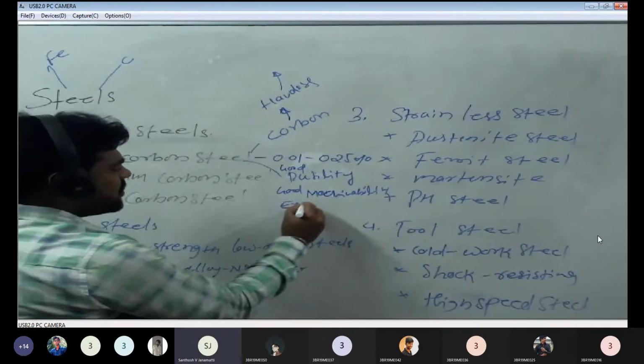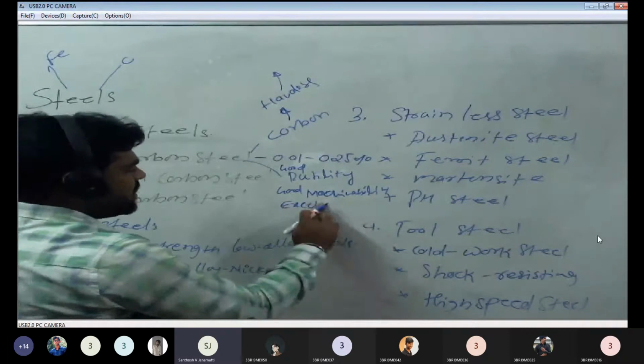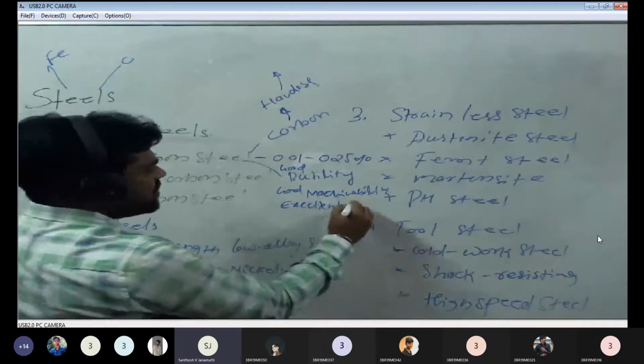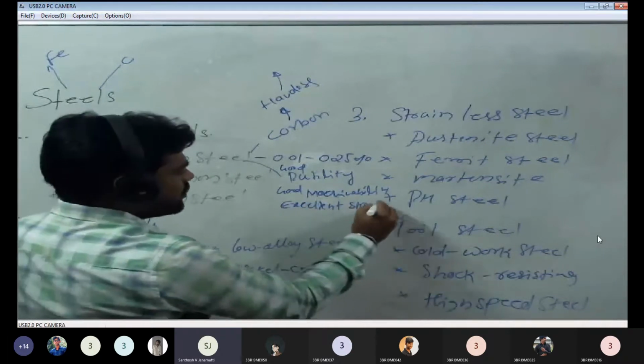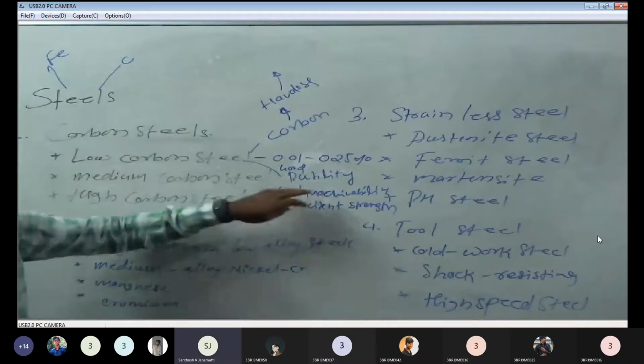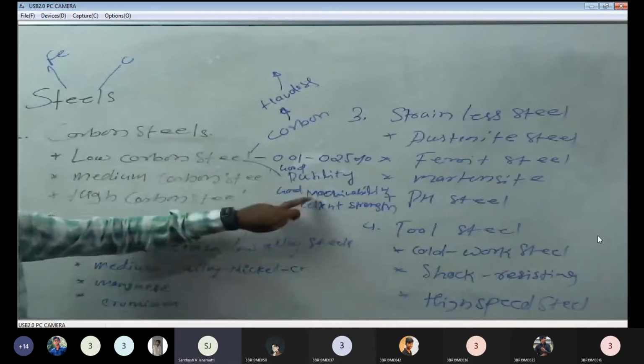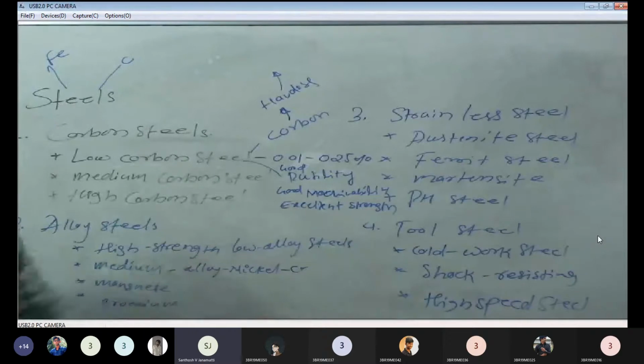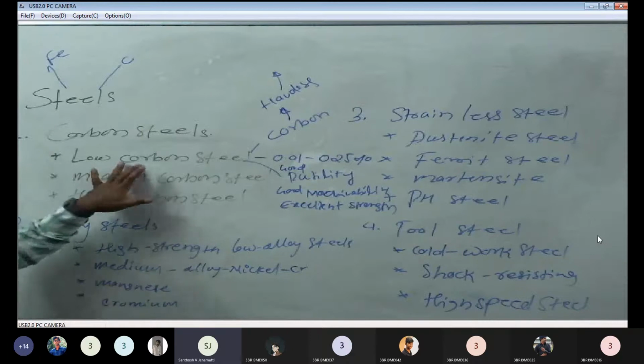Excellent strength. It has excellent strength. Good ductility, good machinability, and excellent strength. These are the major properties we can expect from the low carbon steel.